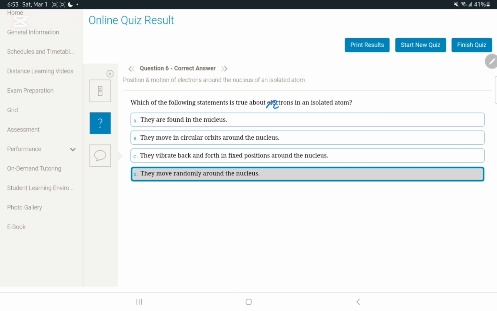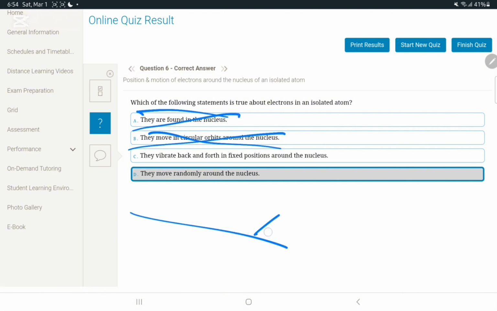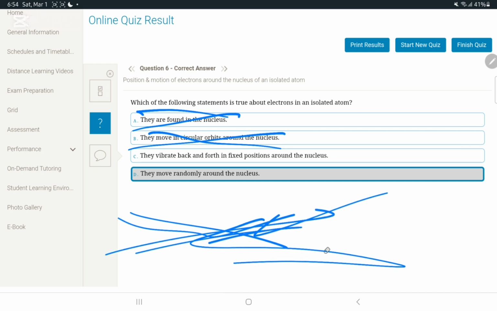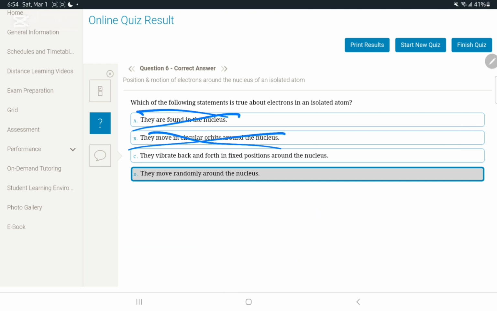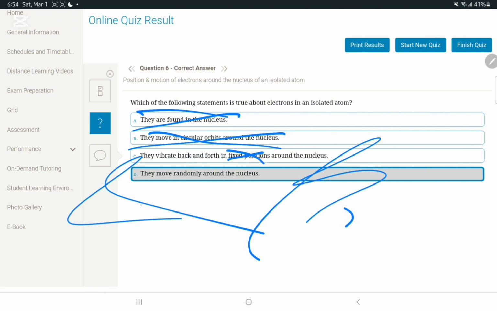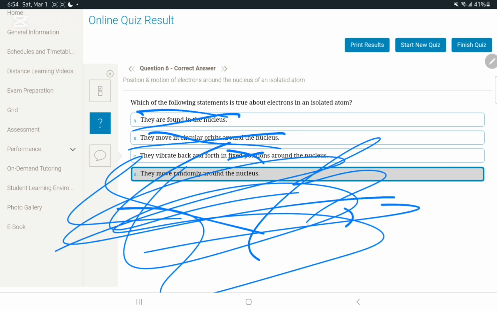Now, electrons in an isolated atom. Electrons are not found in the nucleus. Electrons don't move in circular orbits, they move in random directions. There's no specific pattern they revolve around, and they do not vibrate back and forth in fixed positions. They go in all directions, all randomly. You see this zigzag scribbly thing? That's how the electrons move.